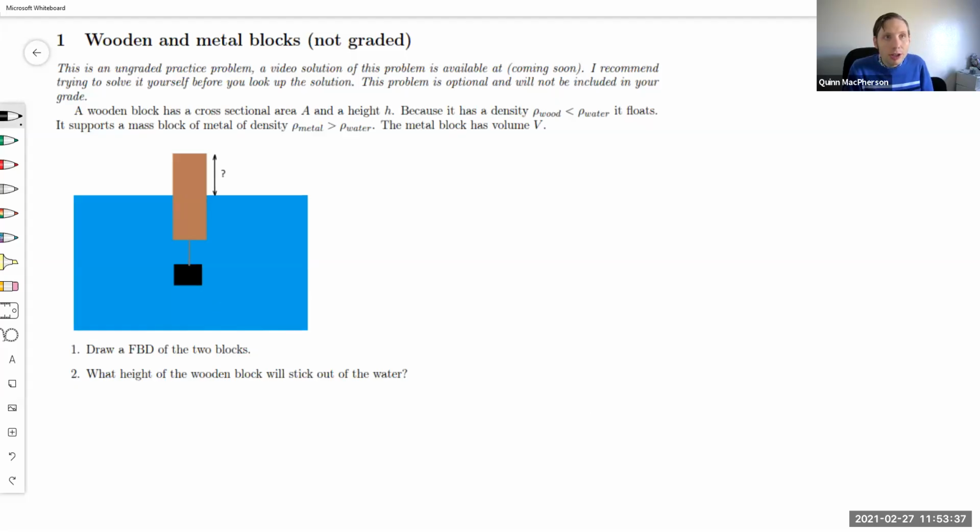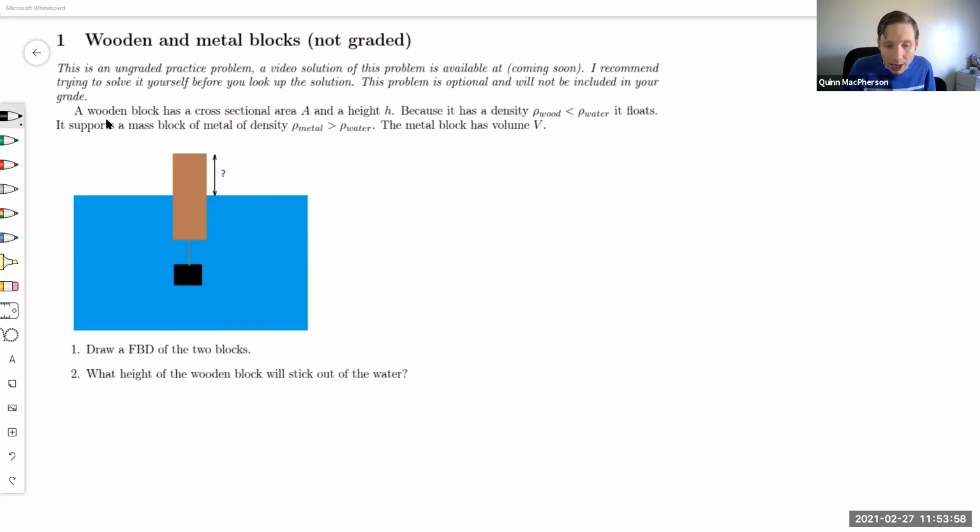Hello. In this video, I'm going to show how to solve this problem involving two blocks, a block of wood and a block of metal. They're floating in water. The wood is less dense than the water. The metal is more dense than the water, and together they float.